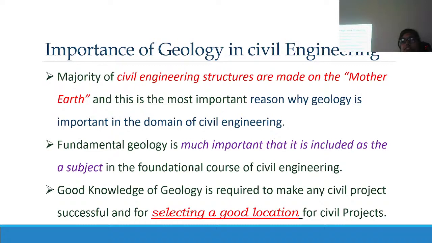Fundamental geology is so important that it is included as a subject in the fundamental course of civil engineering.